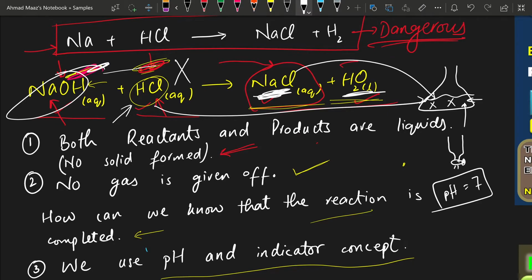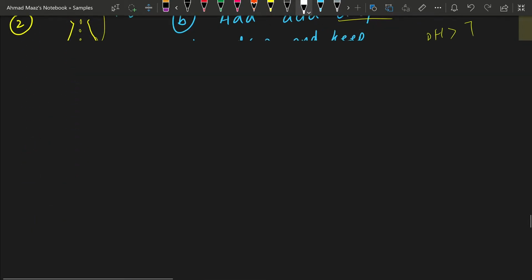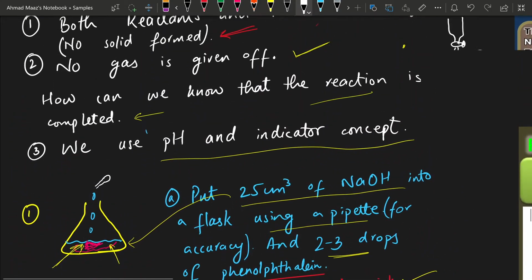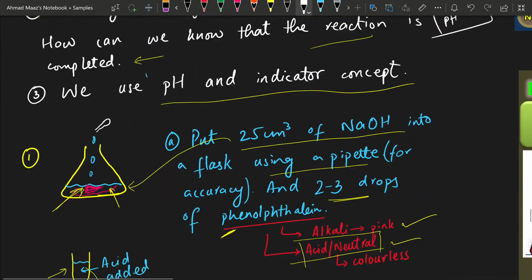You can guess how we can obtain that. We'll simply remove water and we'll get sodium chloride. So that is what happens.